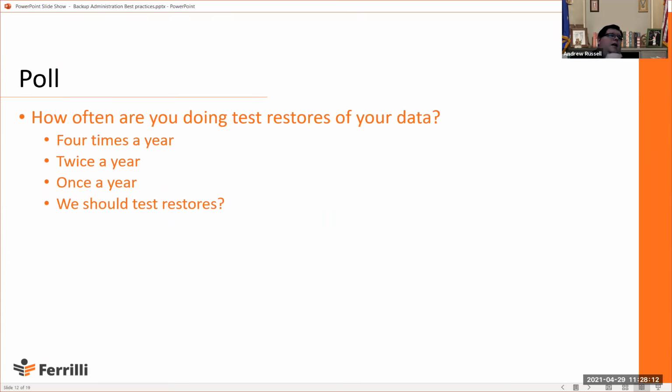So our poll today, and this will be coming up in the chat, is: how often are you doing test restores of your data? 4 times a year, twice a year, once a year, or we should test restores? And I look forward to your response.